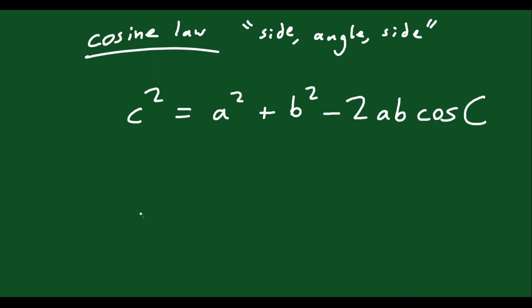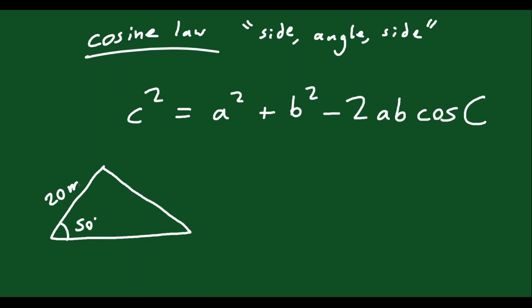An example of this would be if you have something like this, where this is, say, 50 degrees, this is 20 meters, and this is 30 meters, and you're asked to find C. This is your length C. You could say C squared equals all this, or you could just say C equals square root of all this. Square root both sides.